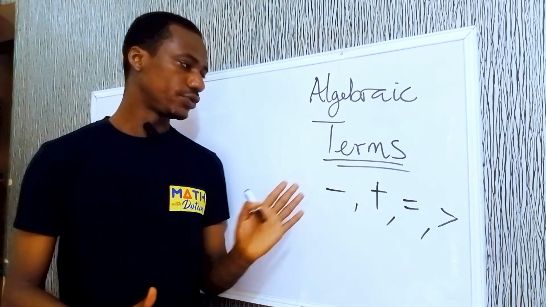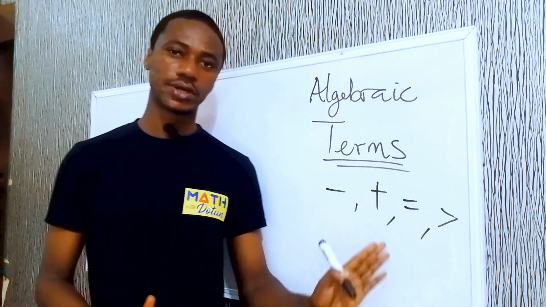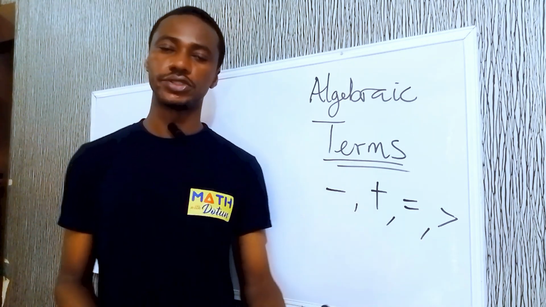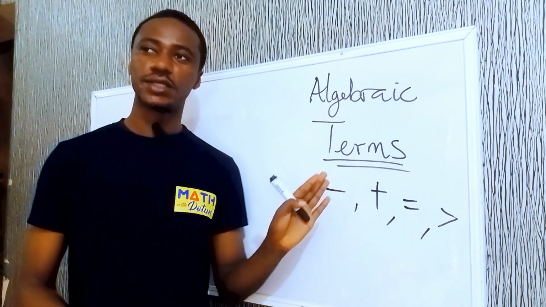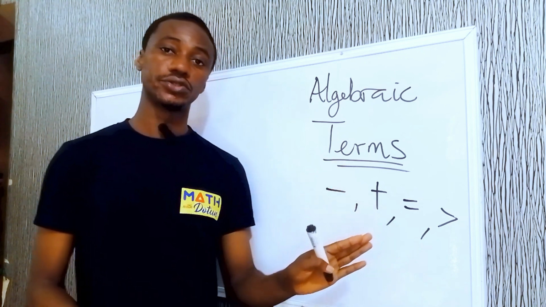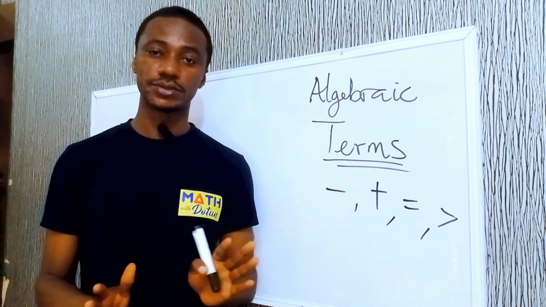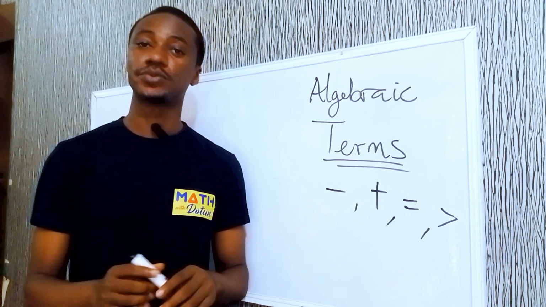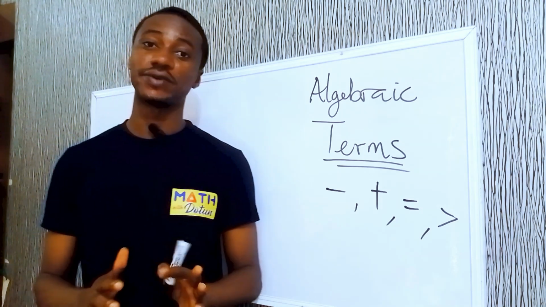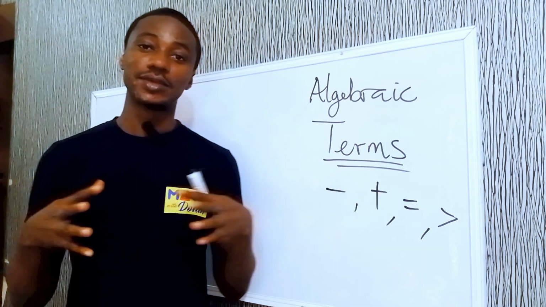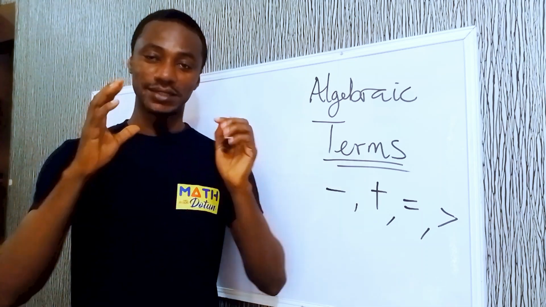If you look at this closely, you see that we don't have multiplication or division here. So that means the times or division do not separate algebraic terms. Algebraic terms are not separated by multiplication or division. In fact, they bind them together. They bind them together to become a single term.